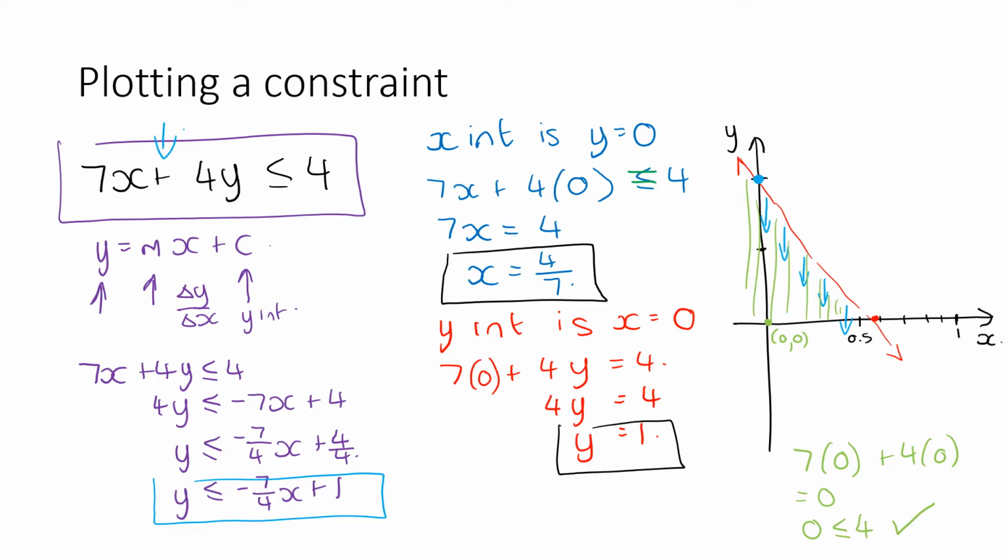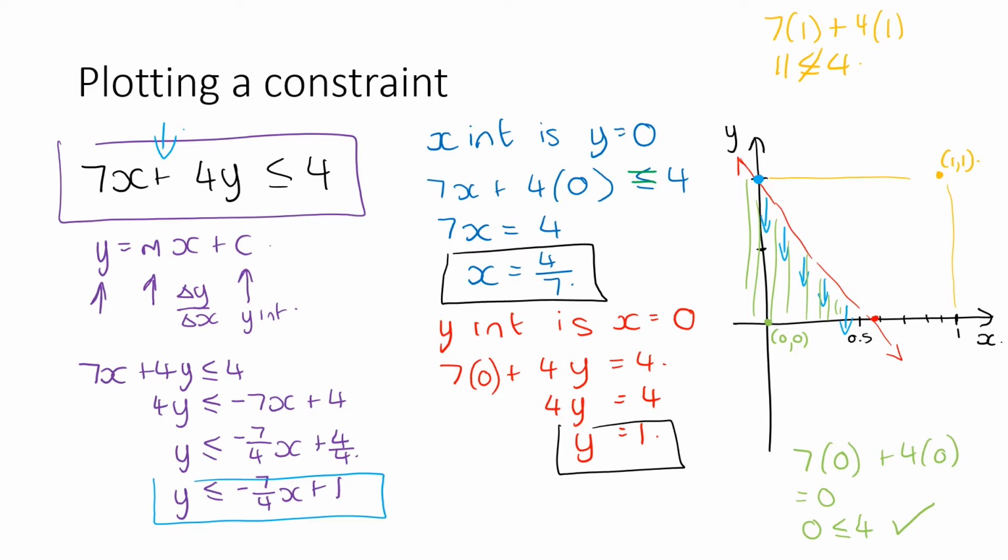If I had tested it on the other side of the line, for example, and I chose 1 and 1, again, be as lazy as possible, make it something easy that you can do the maths for, and remember that was 1 and that's 1 there, and then I put it into the equation, so I have 7 times 1 plus 4 times 1. Well, 7 plus 4 gives us 11, and 11 is not less than 4. So everything on this side is not fitting the constraint. And that's how you can work it out, by just choosing points.